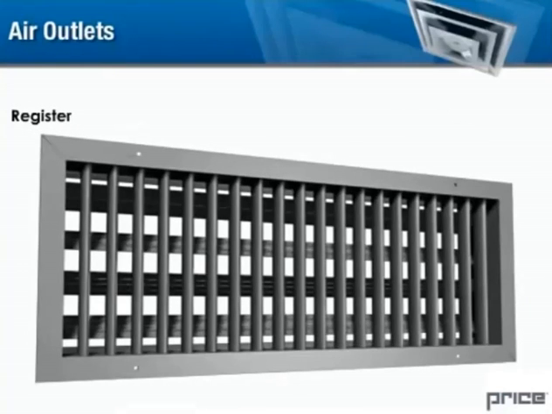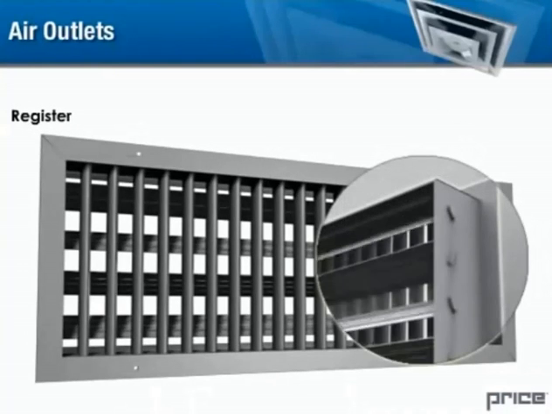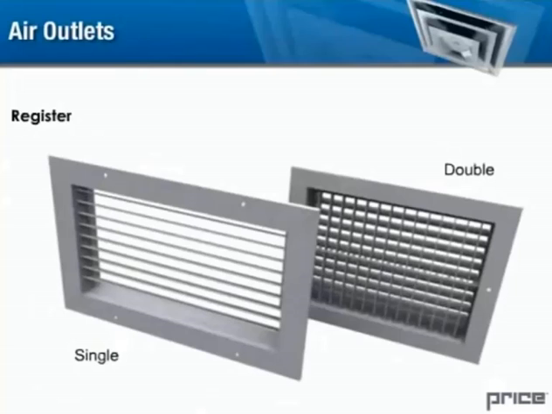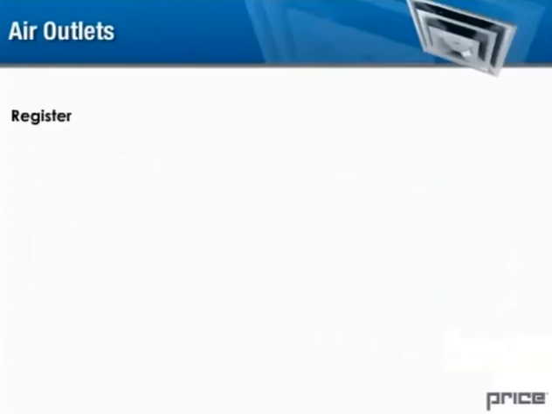A register is simply a grill which incorporates an integral damper for air volume control. Supply grills and registers usually have adjustable louvers and are available in single or double deflection models. The single deflection type includes one set of blades in the horizontal or vertical orientation. Air pattern is adjustable in one plane only. The double deflection type includes two sets of blades in both the horizontal and vertical orientation. Air pattern is adjustable in both the horizontal and vertical planes.